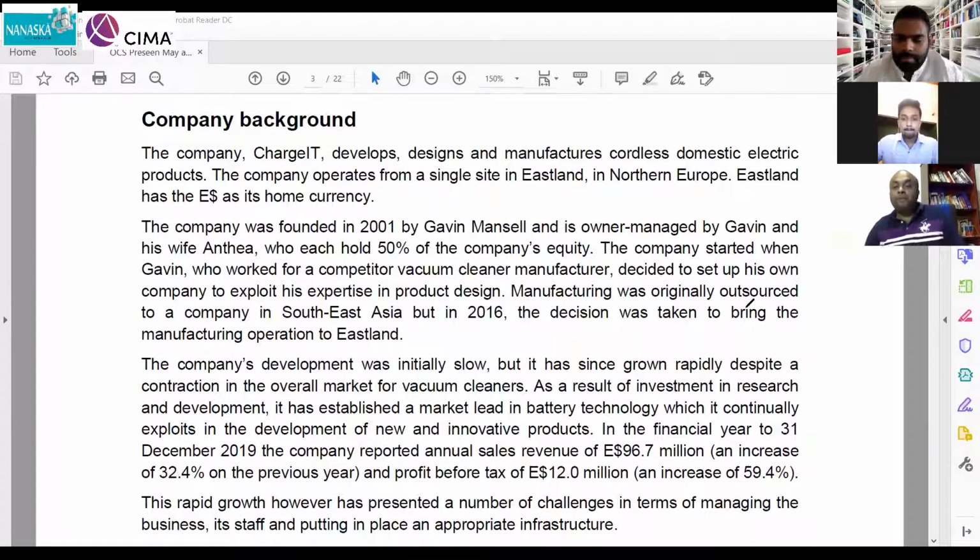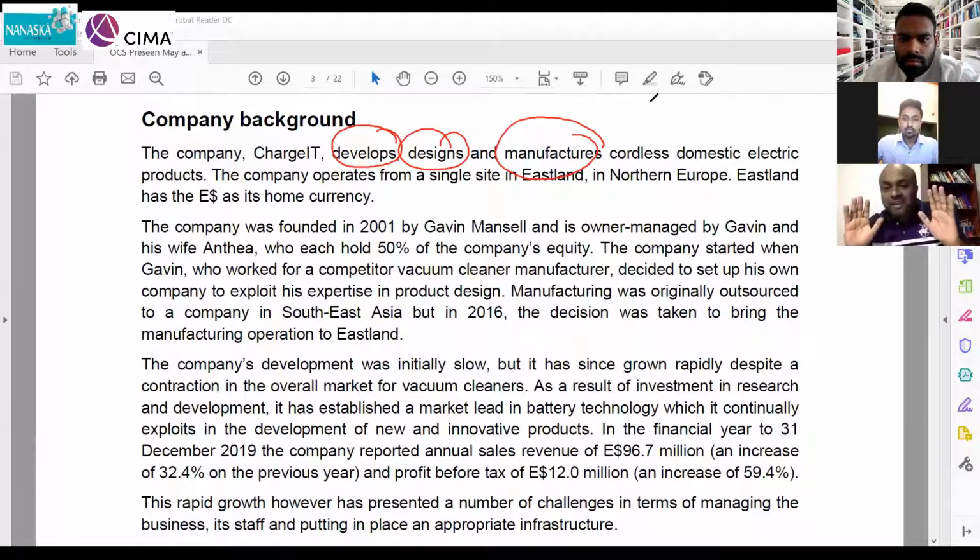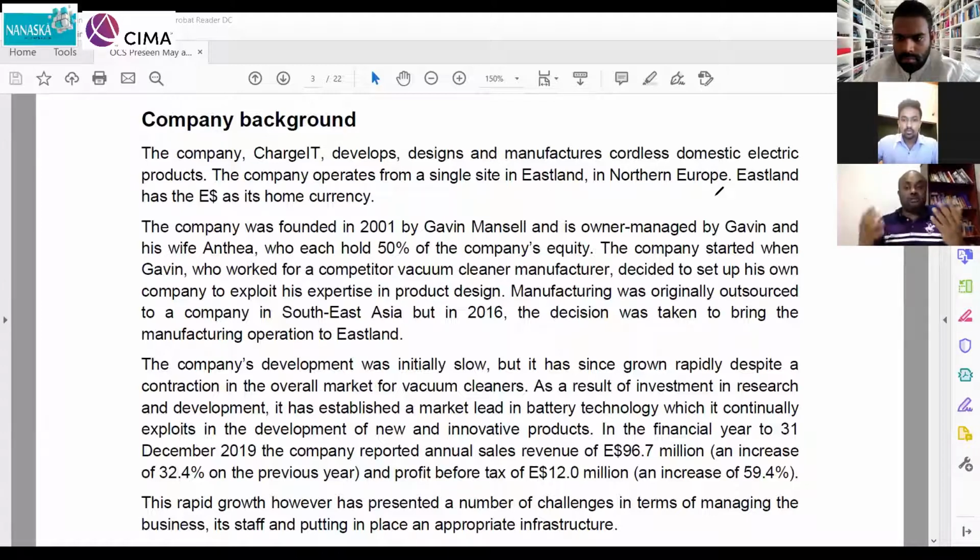Okay, so on page number 3, first paragraph, they tell us the company Charge IT develops, designs and manufactures cordless domestic electrical products. I'm not going to explain what these cordless domestic electrical products are. That will be covered in our KYI. KYI stands for Know Your Industry, so you can go there. But my concentration is what we do. What are our key functions? Three key functions have been listed here.